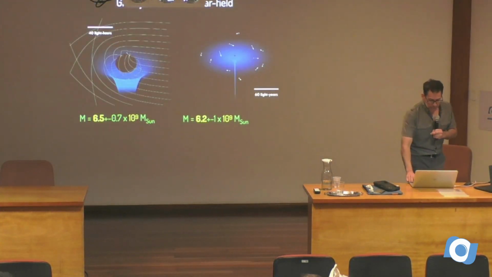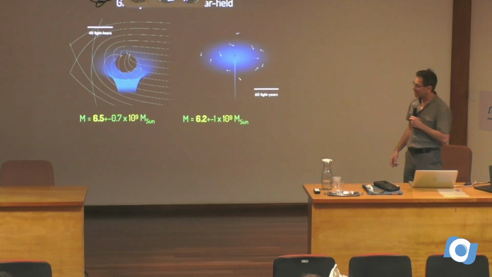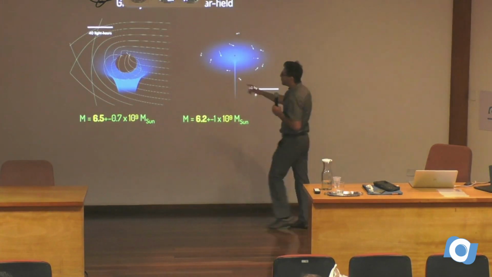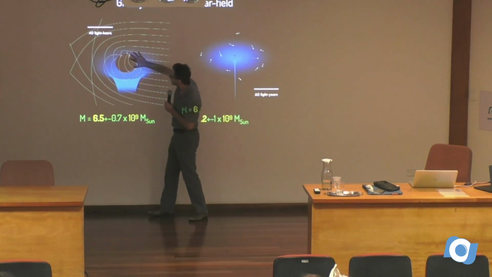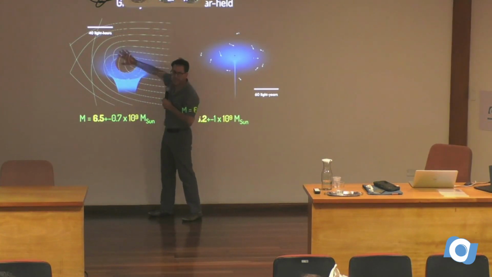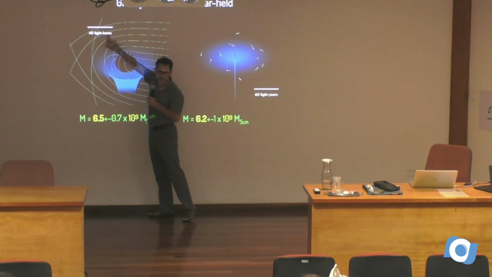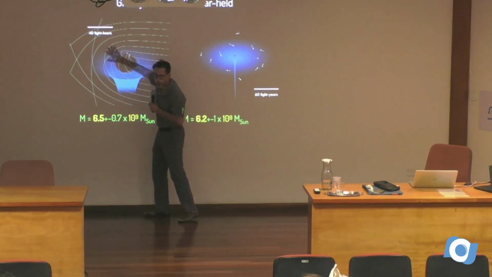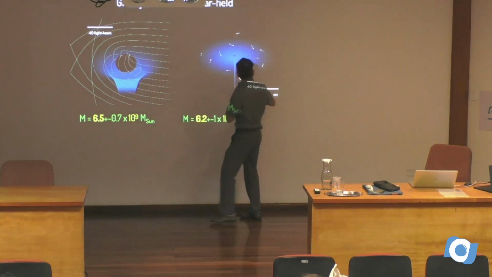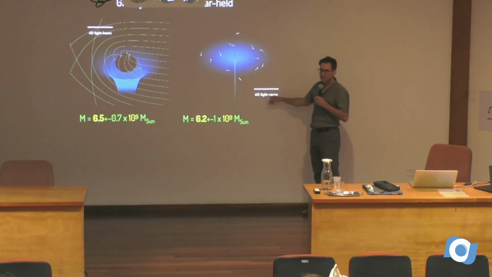Now, to understand the depth and the beauty of this consistency, consider that a photon takes 40 light hours to cross the event horizon in M87, so we are looking at regions that are tens of light hours. This is what we are probing with our image. Here we are talking about 60 light years, okay? And we get the same mass.